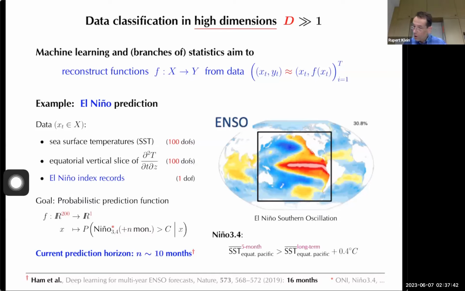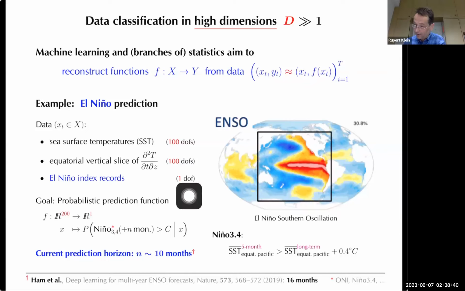So the goal is, in general, in machine learning and some branches of statistics, to reconstruct functions that go from some space X to some space Y from data that give you pairs of X's and Y's. And you want to have an approximation of this function F, and you create it by learning how to best reproduce the pairs x, y of t with your approximate function. And then hopefully you have techniques to validate or corroborate that what you have learned as a function actually is robust against exchanging the data from which you train the model with those you test against, and so on and so forth. So you want to learn a function from data. That's basically what's behind machine learning.